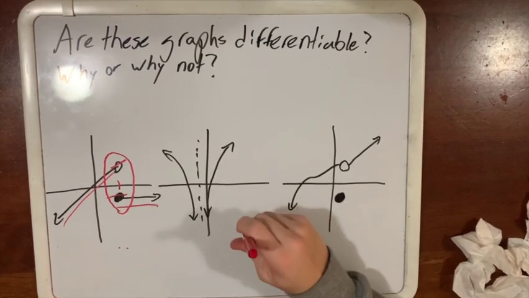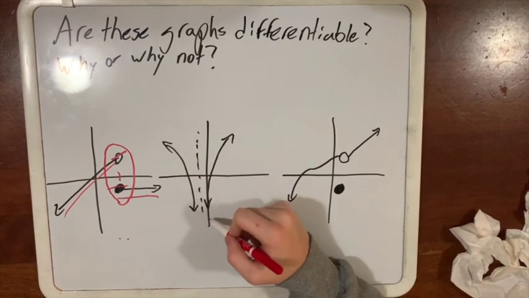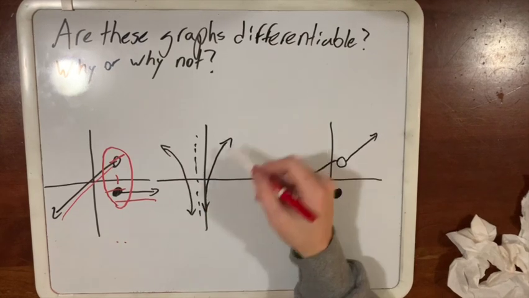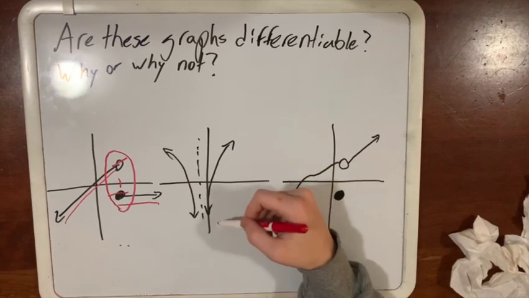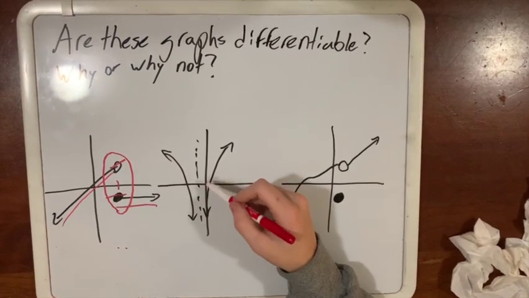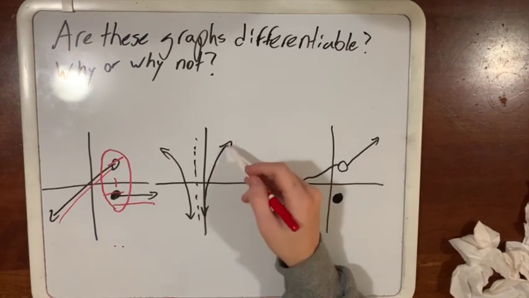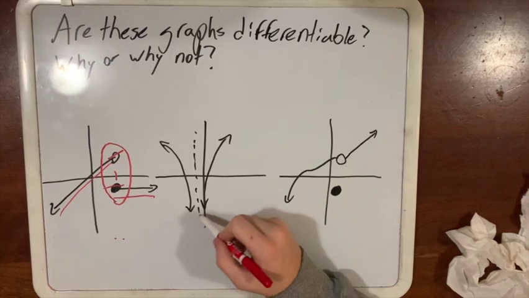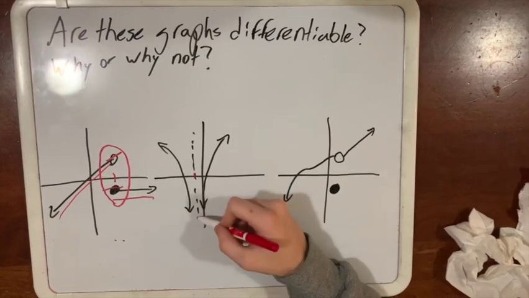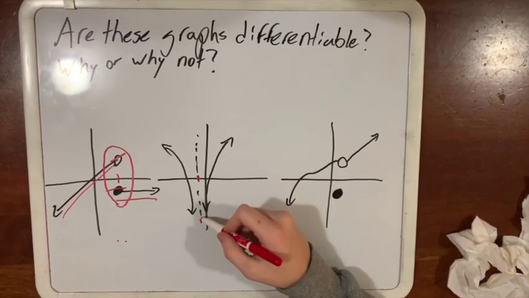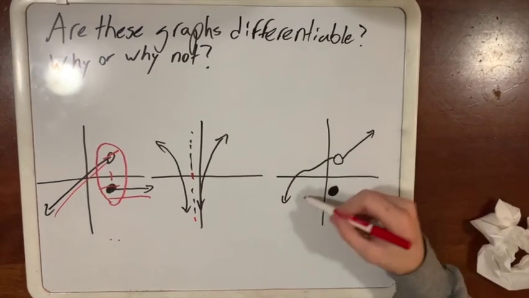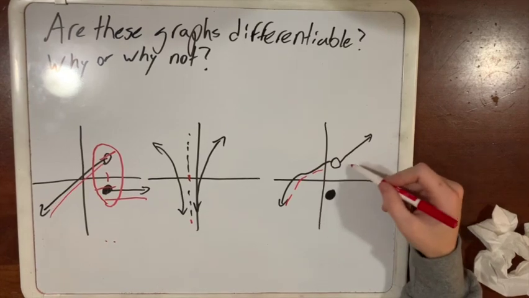If you take a look at this graph, it is also discontinuous. It has an infinite discontinuity because these lines go on forever, but they never touch right here. So because it is not continuous, it is also not differentiable. And if you look at it, you cannot take the slope of the line right here because the line simply does not exist.